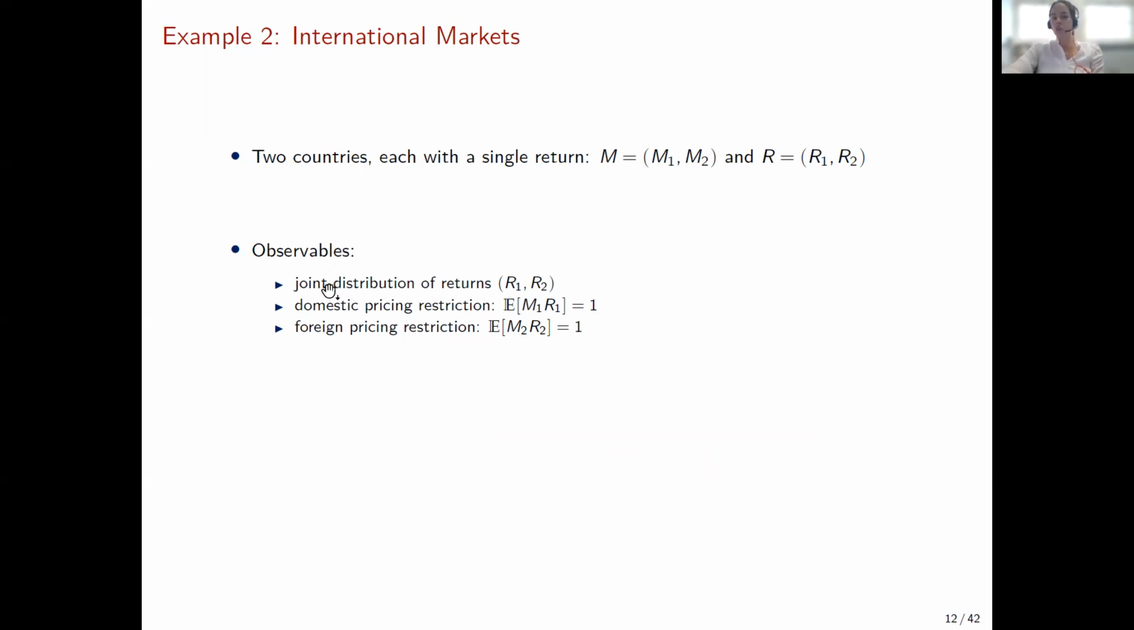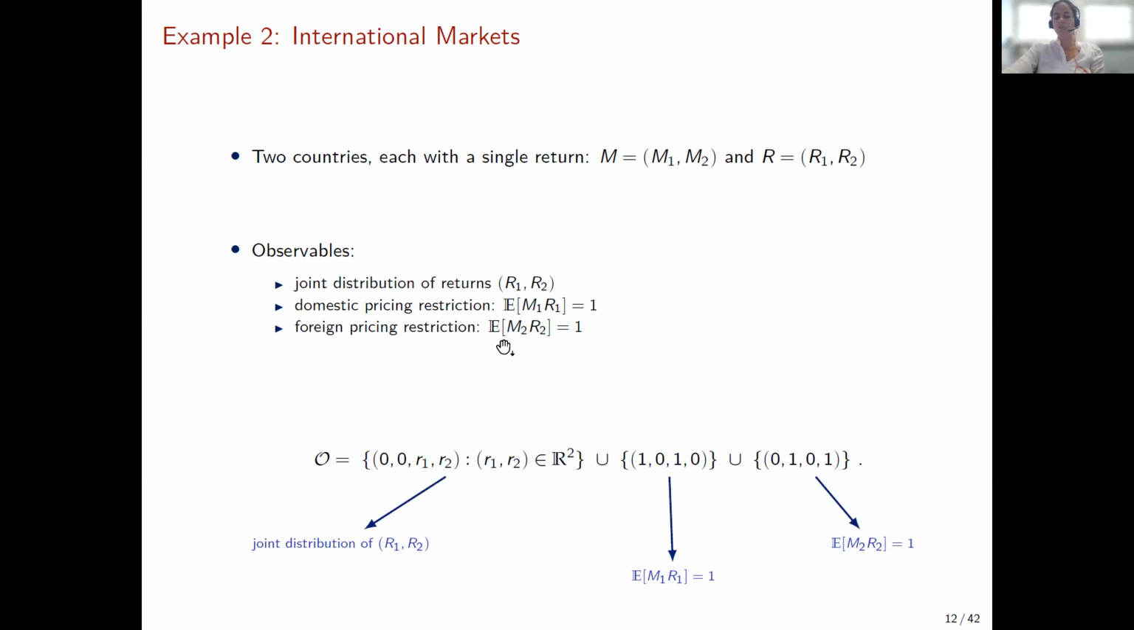We have the joint distribution of returns, R1 and R2. In any international finance application that I can think of, we usually assume that the Euler equations hold. So we have a domestic pricing restriction, which is the Euler equation in the US, and a foreign pricing restriction, think of the Euler equation in the UK.